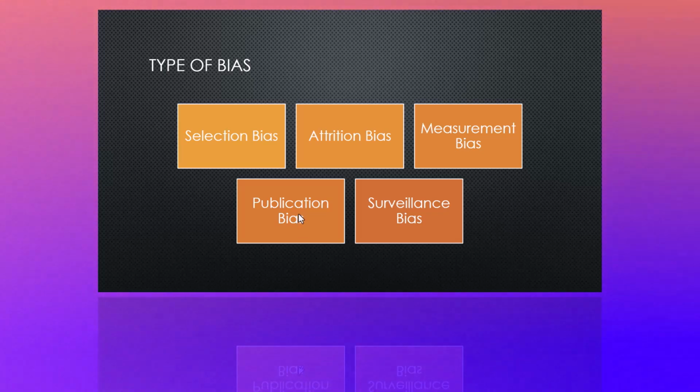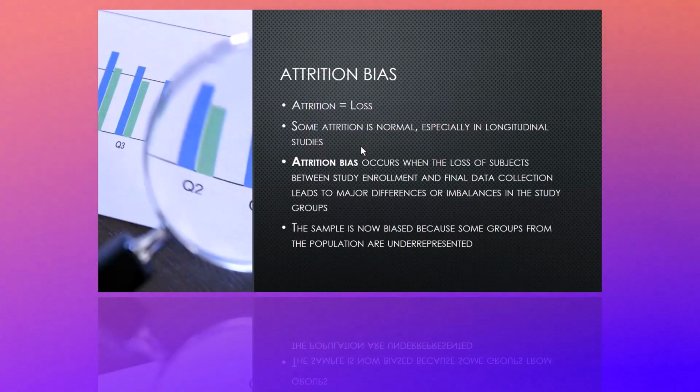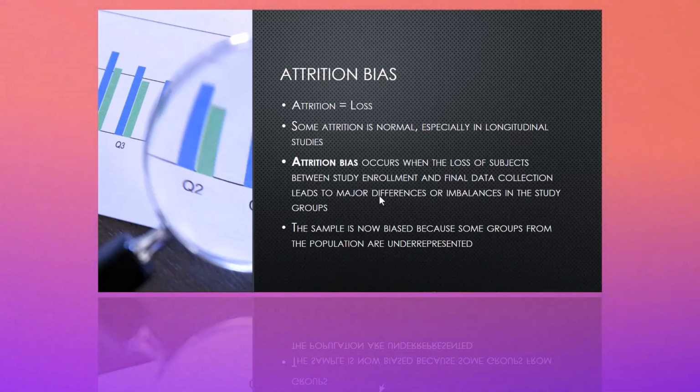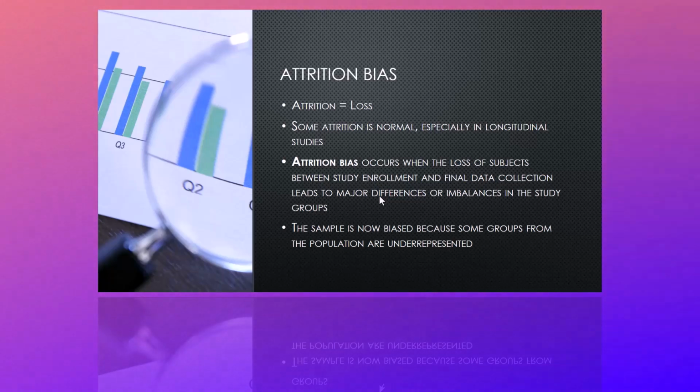The next bias we are on the lookout for in our research is attrition bias. Attrition bias is pretty simple. Attrition means loss. So when it comes to research, attrition is the loss of subjects between study enrollment and the final data collection. Some attrition is normal, and it creates bias when it leads to major differences or imbalances in the study groups. As we look at our research articles, we will be looking at the enrollment from the beginning to the final collection and looking at those numbers and how much attrition there is. Where again, some attrition is normal.